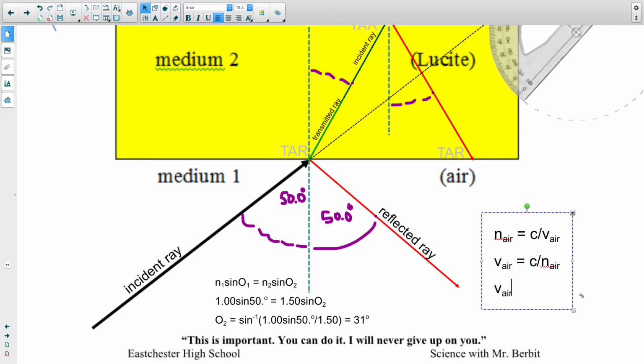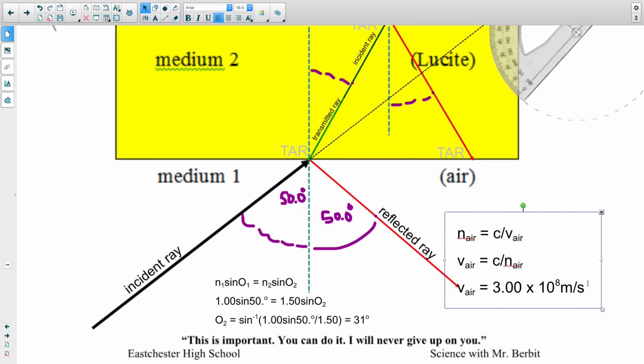v air will equal 3.00 times 10 to the 8th meters per second divided by 1.00. And of course, it comes out to 3.00 times 10 to the 8th meters per second. Often when we talk about the speed of light in a vacuum and in air, we use the same number. However, one of the extra credits I have for you, it's in the notes too, is to figure out the speed of light in air to 7 sig figs. You have to look up the index of refraction for air to higher sig figs, and also the speed of light to higher sig figs, and you will see it's not exactly the same.